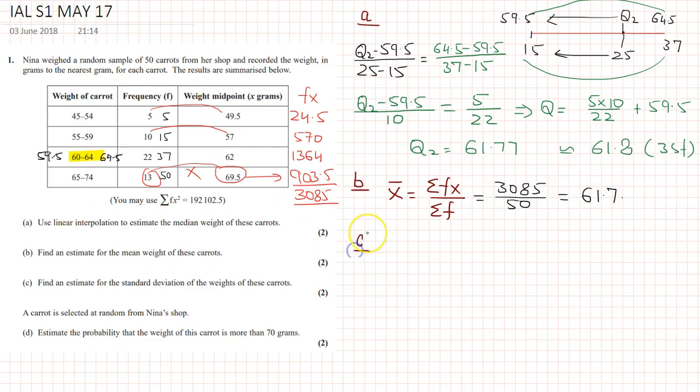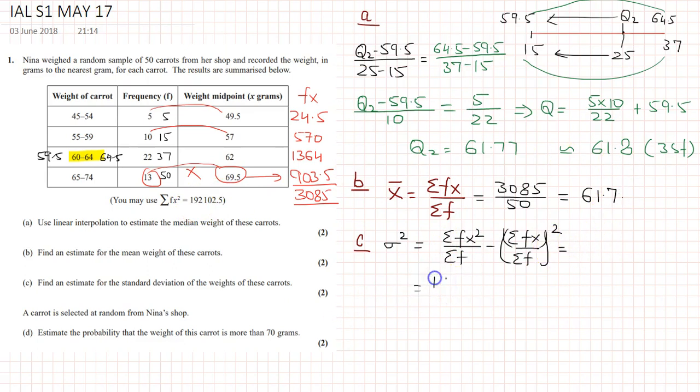Now part C, find the estimate of standard deviation of the weights. We know sigma squared is equal to sigma fx squared over sigma f minus sigma fx over n, all squared. So sigma fx squared is 192102.5.